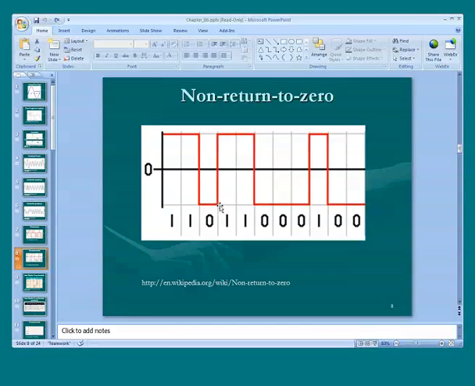bit. In this instance, it's the 1, so we have to go to positive voltage. In this instance, we need to produce a consecutive 1, so we maintain the positive voltage until it's time to produce a 0 bit. Then we go to negative voltage, maintain that negative voltage until it's time to produce positive voltage to generate a 1 bit.